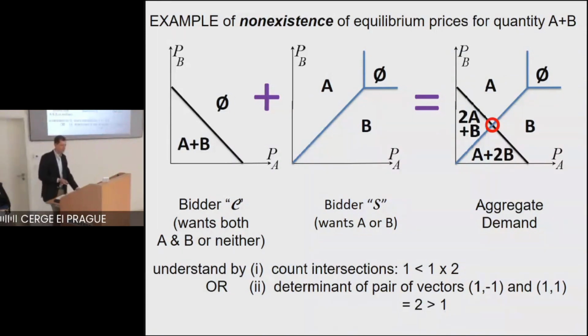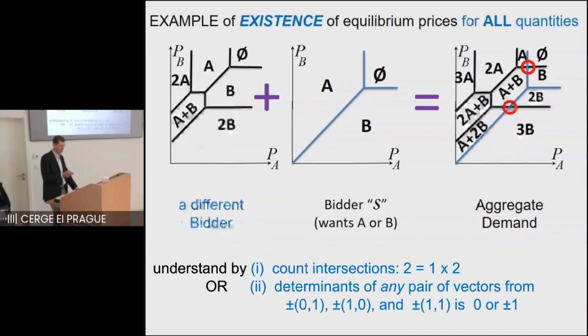If I have slightly more complicated demands, so this guy is the same again, this guy has a more complicated demand, the rules for determining whether this is correct, finding equilibrium, are actually the same. And now we have two intersections between the blue guy and the black guy, and 2 is the right number. So equilibrium always exists, whatever bundle I'm trying to sell.